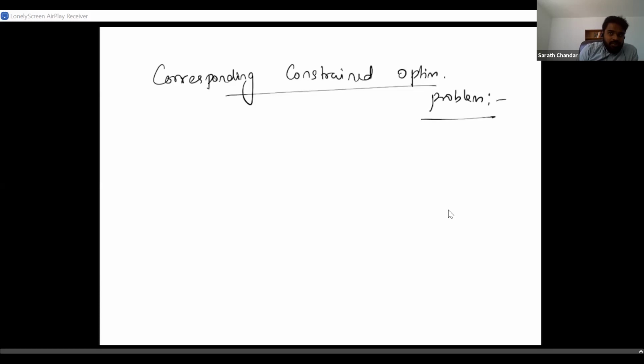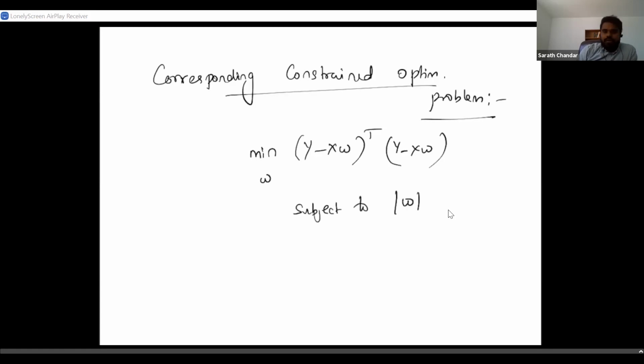So in this case, it's going to be very similar. So minimize (Y minus XW) transpose (Y minus XW), subject to the absolute value of W being less than or equal to eta. Where again, eta is proportional to 1 by lambda: if you increase the lambda, eta is going to be smaller.